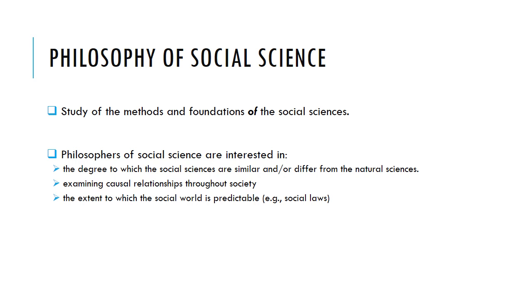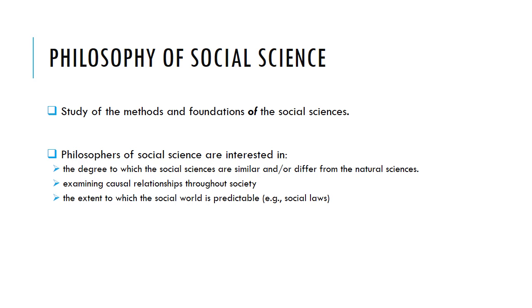All right, so the philosophy of social science is essentially the study of the methods and foundations of the social sciences. As opposed to Western philosophy that was briefly reviewed in the previous lecture, philosophers of social science are interested in examining the logic, the methods, theories, and concepts which we can consider the foundations of each of the social sciences, such as psychology, economics, political science, sociology, and anthropology.